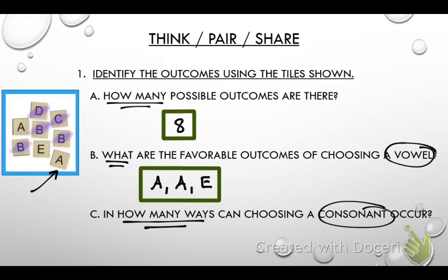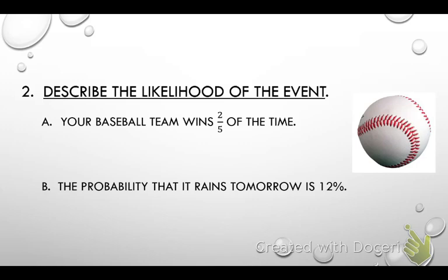How many different ways could we get one of those, guys? 5 ways? 5 ways. There were 5 different ones up there. Okay, so we know it would not be if we chose an A, an E, or another A, because those are not consonants. All right, for the next one, describe the likelihood of the event.